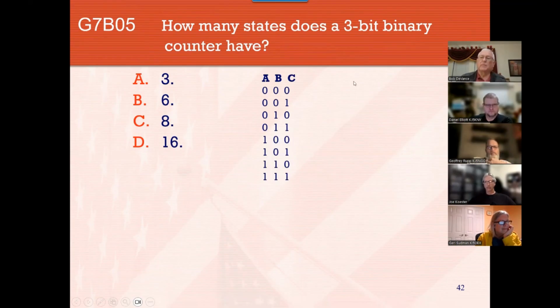So we count those up. How many states can it have? 1, 2, 3, 4, 5, 6, 7, 8. Because all zeros is one of those states. So the answer for that has to be 8. A 3-bit counter can have a maximum of 8 states. So far, so good? Okay, and that is the end of that one.